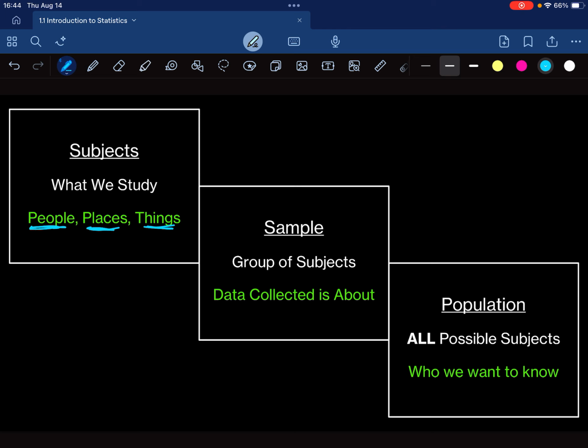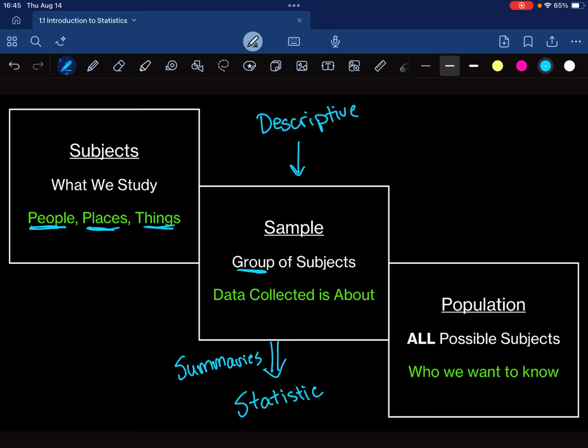From there, we're going to look at a sample, which is a group of those subjects that we collect the data about. And in this case, whenever we try to describe a sample, we refer to that as descriptive statistics. So descriptive statistics is looking at the sample data and trying to summarize it in some way, shape, or form. Those summaries that we would calculate or look at in picture form are called statistics. And so we would refer to it as a sample statistic. Notice again, that first letter is going to be really important. So a sample statistic, those two things go together.